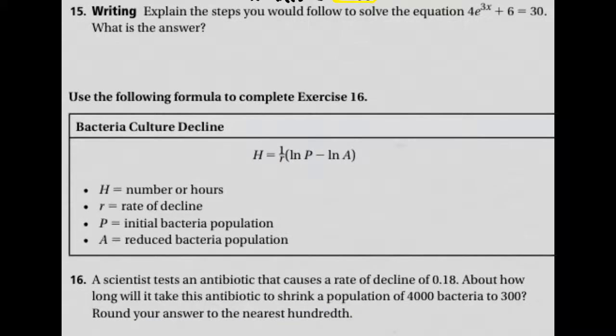Alright, number 15, this is the last one we're going to do in this section. It says, explain the steps you would follow to solve the equation 4 times e to the 3x plus 6 equals 30. And then what is the answer? So this is one of those explanation problems. Very important, especially with the Common Core type questions that you get on your tests. So explain the steps you would follow. 4 times e to the 3x plus 6. Step 1, subtract 6.